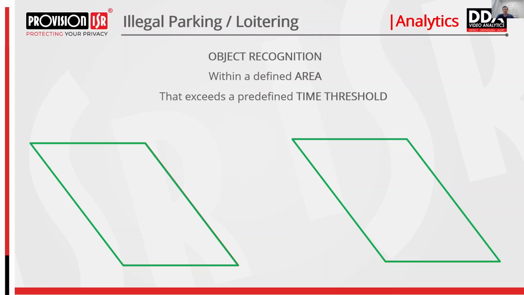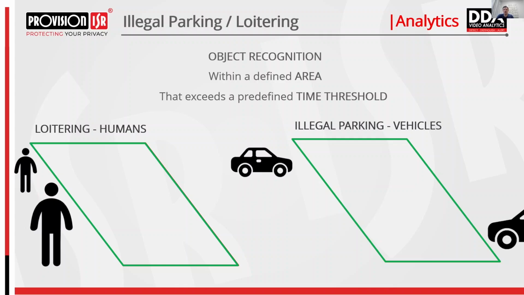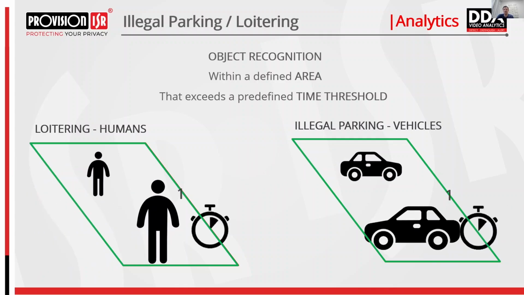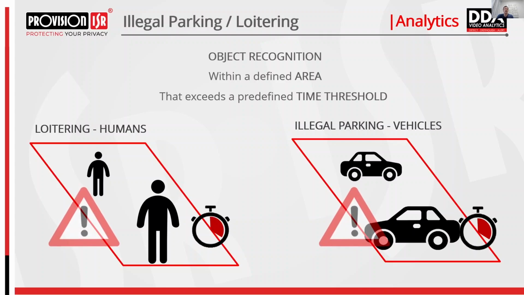The difference between the two lies in the type of the object. So loitering applies only to people, and illegal parking applies only to vehicles. So when either of these objects enters the defined zone, the system starts a timer. If the object remains inside beyond the time limit, it will trigger an alert or a defined reaction.